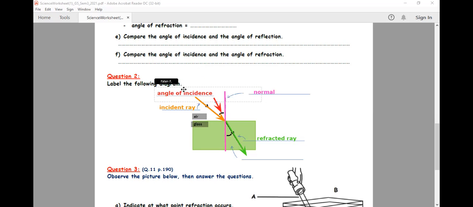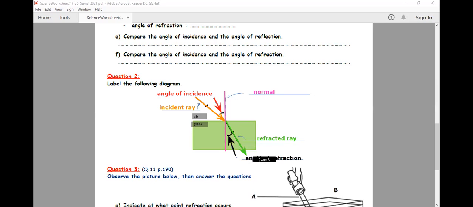Is Yusuf with us? Yes. This one, between the normal and the refracted ray, is the angle of refraction. Angle of refraction.